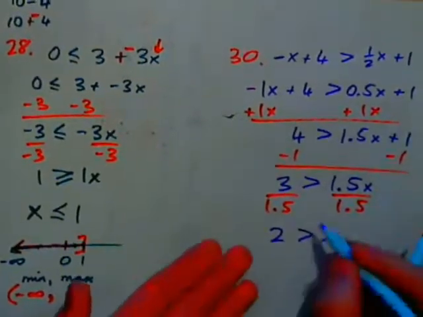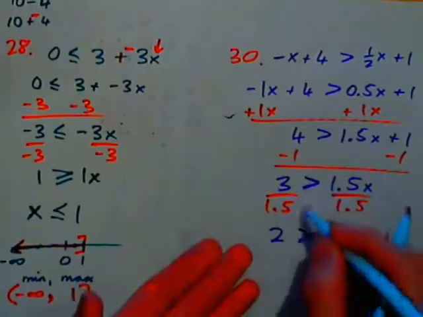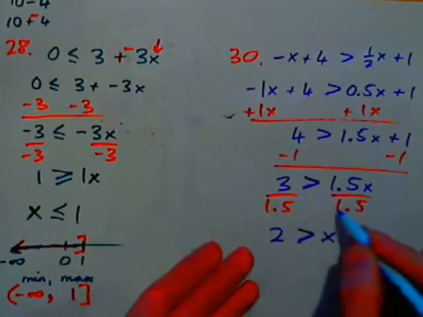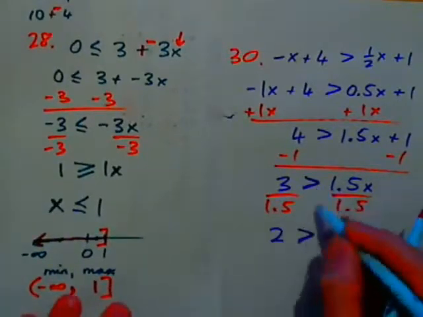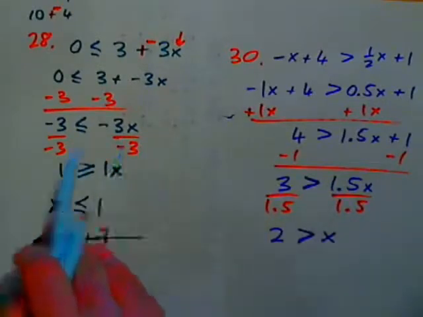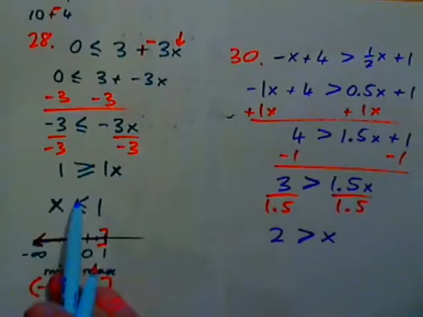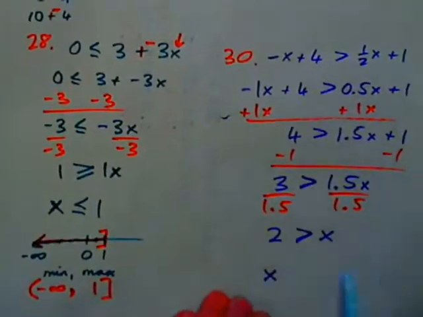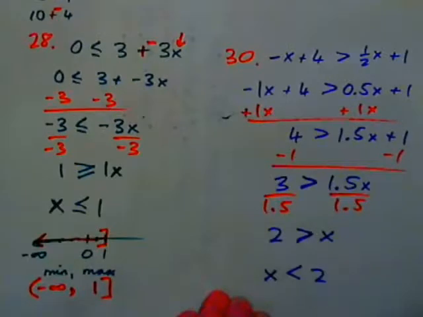Now, why didn't we change the direction of the inequality here? Because we divided by a positive number. If you divide by a positive, the inequality stays the same direction. In the previous example, when we divided by negative 3, the inequality changed direction. Now, should you write that with the x on the left? Because we always read from left to right. So if you put the x on the left, it'll be x is less than 2, okay?